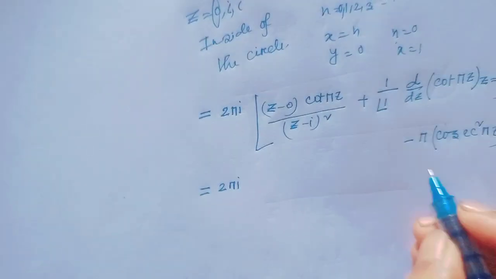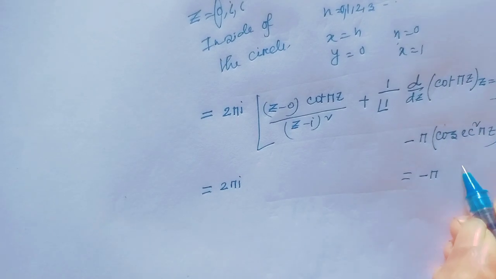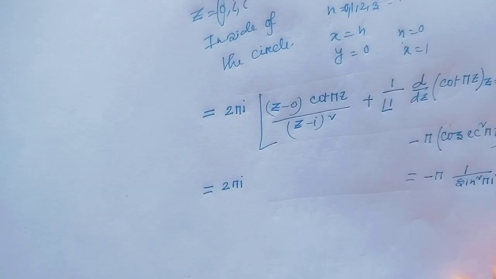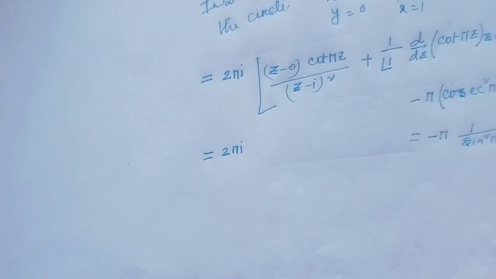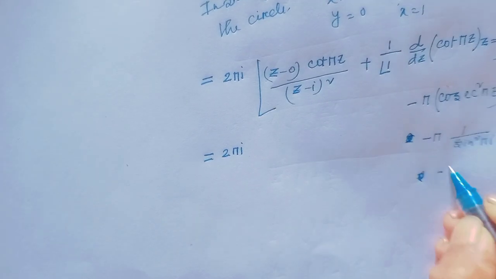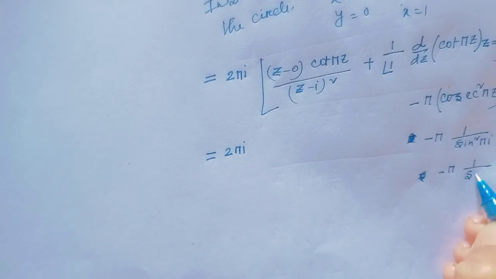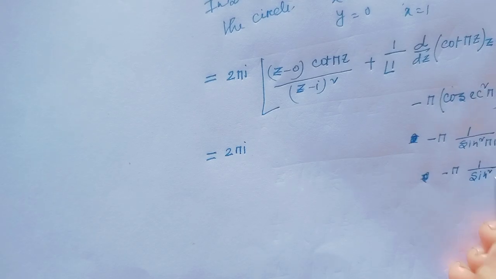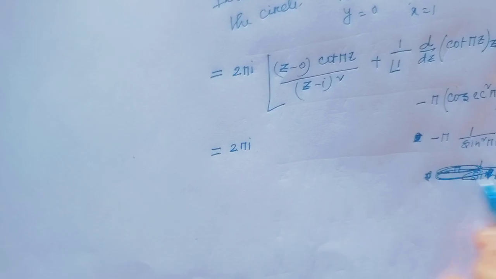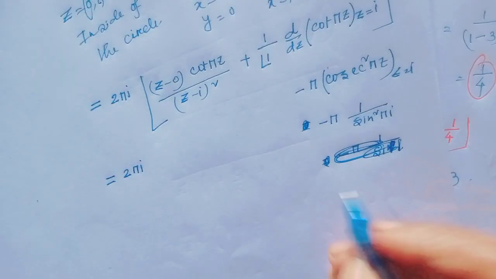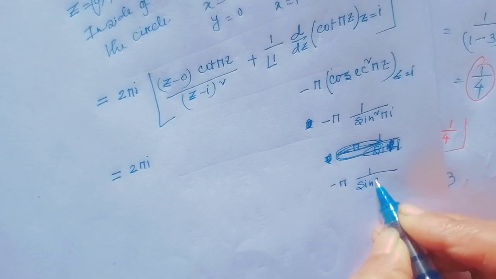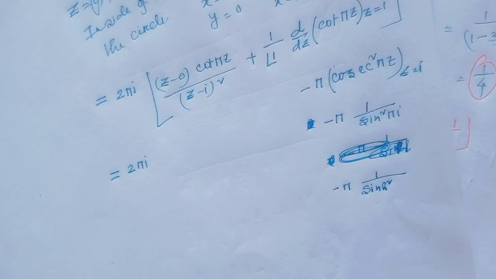This is equal to minus pi times 1 over sin square pi i, and sin square pi i means this is minus pi over sin hyperbolic square, sorry, sin hyperbolic square pi. Minus pi over sin hyperbolic square pi.